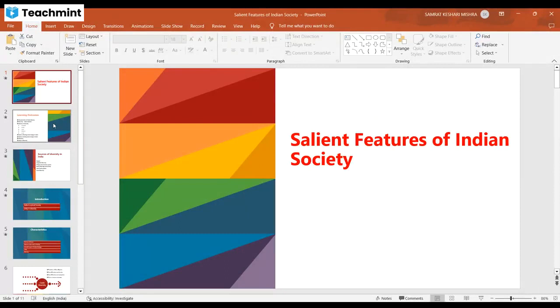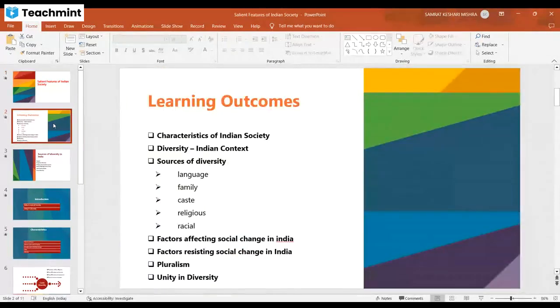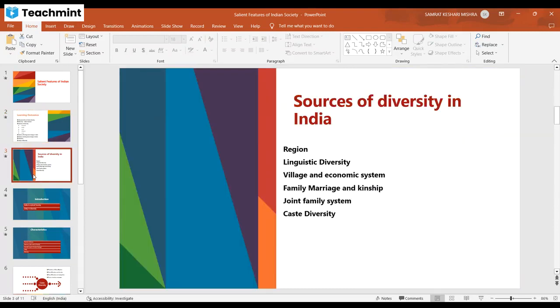So after this class, these are the learning outcomes. You'll come to know the characteristics of Indian society, the diversity in Indian context, the sources of diversity in India like language, family, caste, religion, racial diversity. Then you'll come to know about factors affecting social change in India, factors resisting social change in India, pluralism, unity in diversity, and all those.